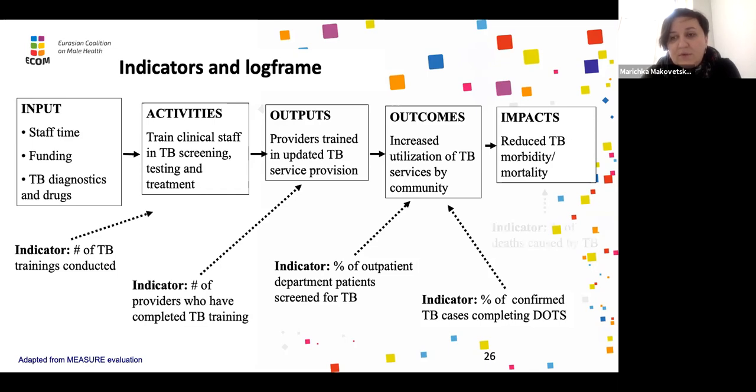Then, if you talk about the impact, your ultimate goal will be to reduce TB morbidity and mortality. So the indicator here may be the percentage of deaths caused by TB, and your idea is to decrease this percentage by achieving all this and completing all of these activities that we have.